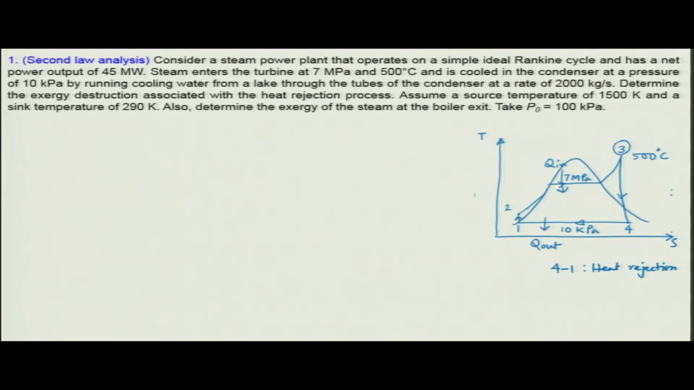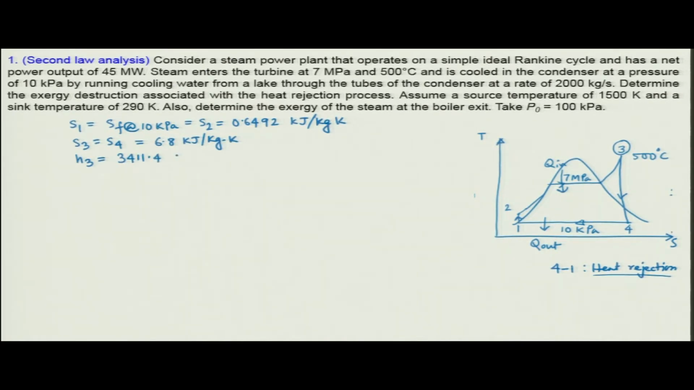We are continuing the previous problem only, but here first we are going to calculate the exergy destruction during the heat rejection process. We already know that S1 is basically the entropy of the saturated water at 10 kilopascal, that is the condenser pressure, and S1 is equal to S2, and that should be equal to 0.6492 kilojoule per kg Kelvin. This you can get from the steam table. Also S3 is equal to S4. From the previous solution, you know S3, that is basically 6.8 kilojoule per kg Kelvin, and that is equal to S4. You also know the enthalpy corresponding to state 3, and that we already obtained as 3411.4 kilojoule per kg.